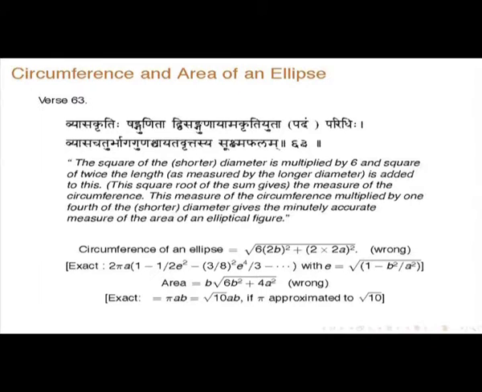So, what he is saying is the circumference of a, so our notation is that 2b is the shorter diameter and 2a is the longer diameter. So, in that case you have circumference is, his result is this, and the area is b into square root of 6 into b square plus 4a square. Of course, when you see that when you take b is equal to a, you will get the value for the circle, okay, with pi is equal to root 10, but for an ellipse this is not correct, okay.